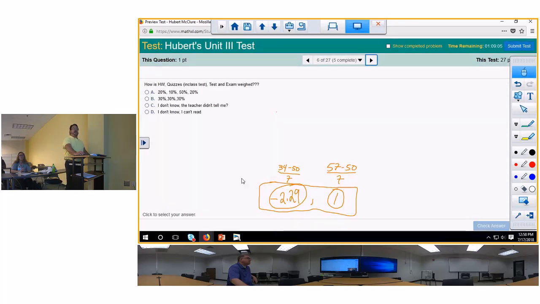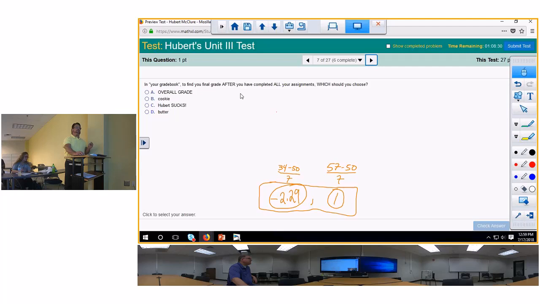Next, how are homework, quizzes in class, tests, and exams weighed in Hubert's class? And why is it not B? Exactly, which is what students pick. Next, I wish you would quit doing this. In your grade book, you know that button that y'all never hit? To find your final grade, when?